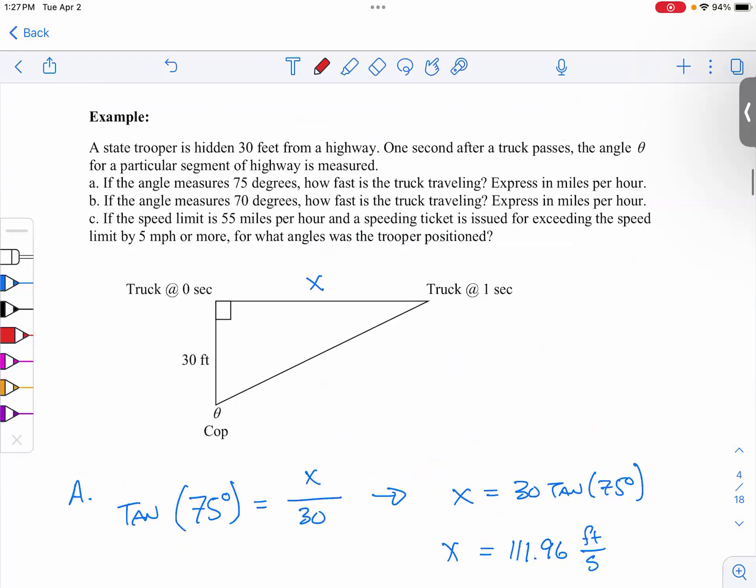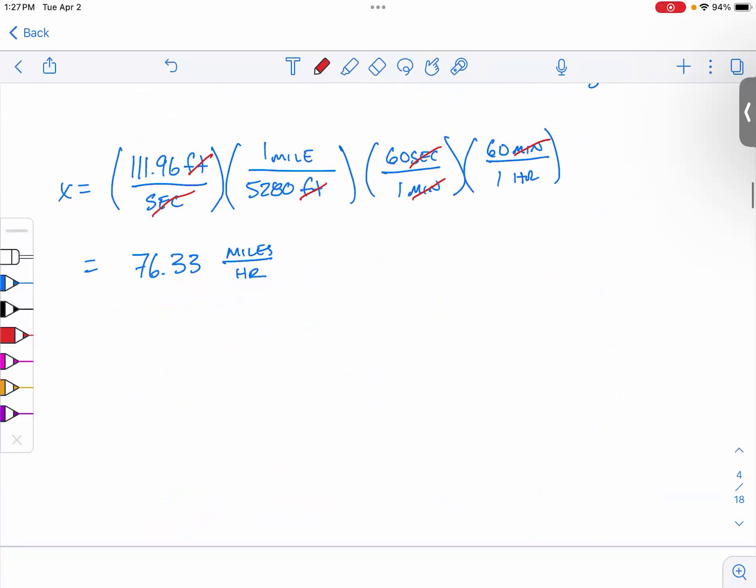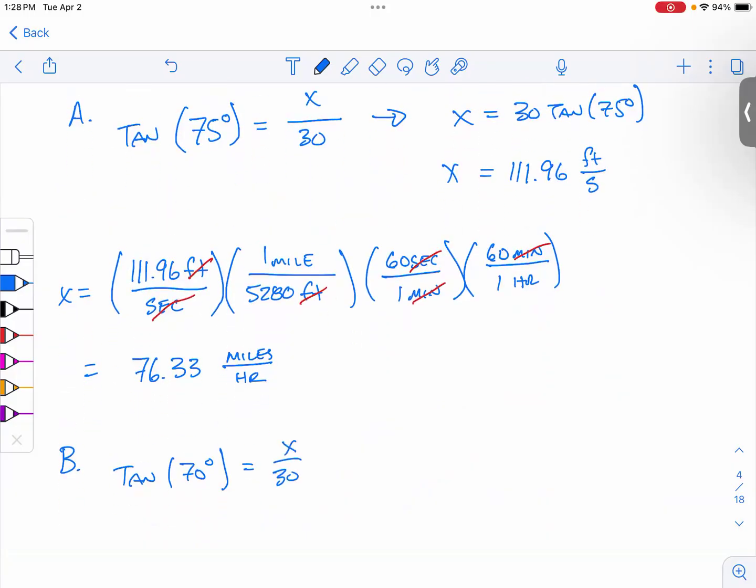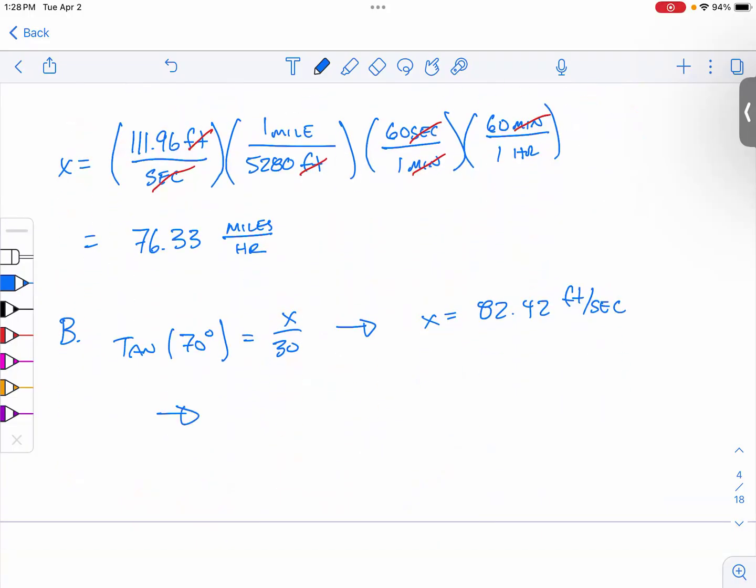And similarly, all right, if the angle measures 70 degrees, how fast is the truck traveling? That's basically the same thing. Tangent of 70 degrees equals, it's the same setup, x all over 30, which gives us x equals 82.42 feet per second. And the conversion is the same as well, which gives us x equals 56.20 miles per hour.